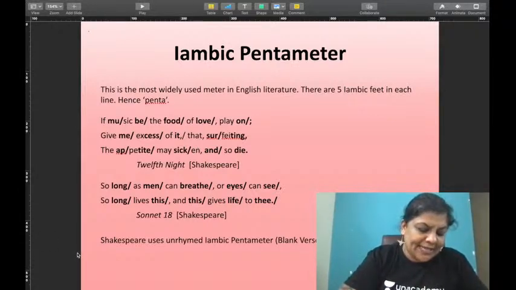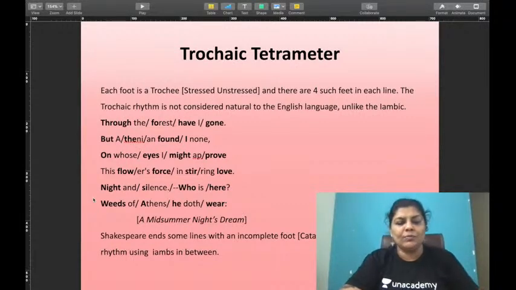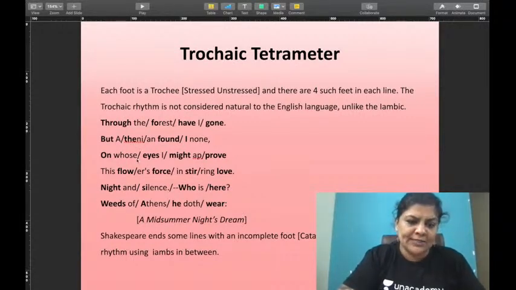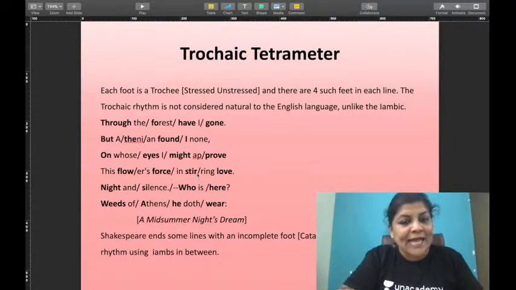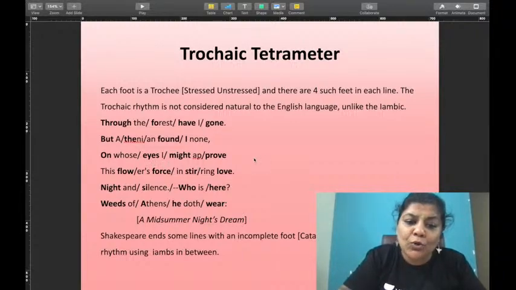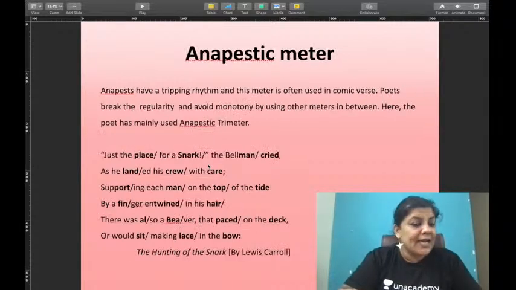Even when I am scolding the Hindi speakers, you want it in English, Neelakandan, you better not hear it. Trochaic tetrameter, they go. Through the forest have I gone, but Athenian found I none, on whose eyes I might approve. There's a small variation there. Got it, guys. From next time, you should read like this, then you'll understand.